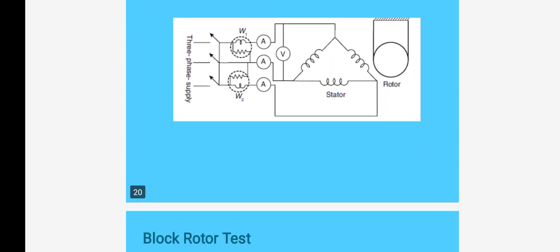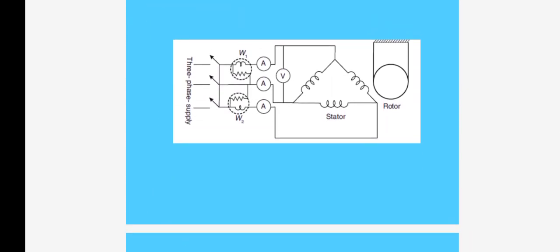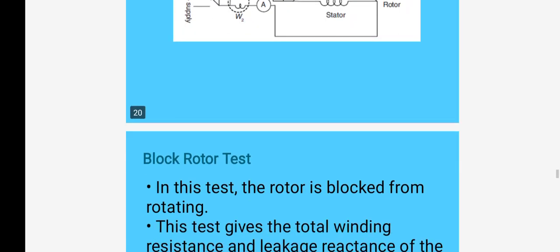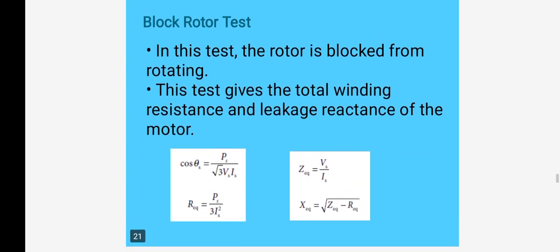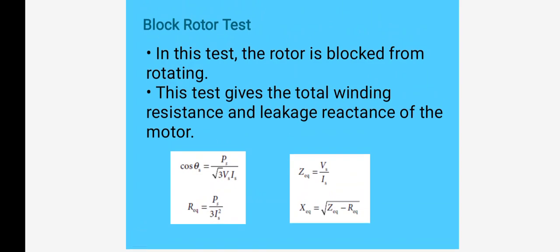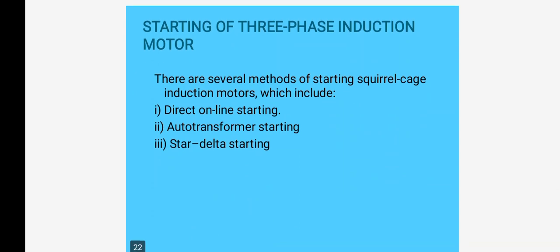Then you can see the blocked rotor test. Blocked rotor test of the 3-phase induction motor. The corresponding phase angle, equivalent resistance, equivalent impedance and equivalent inductance values are calculated using the formula.